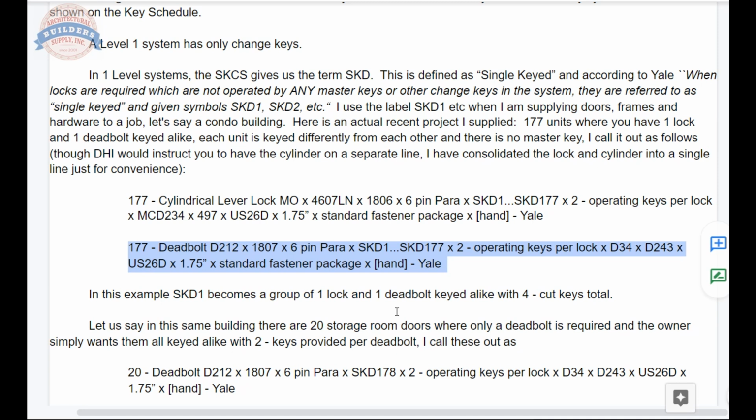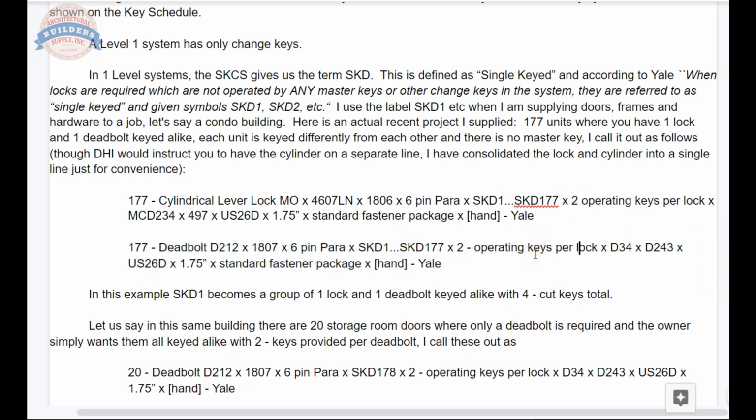So the only way, in my opinion, to interpret those two line items is that I'm going to have a lock and a deadbolt, key to like, with 4 keys total. I'm going to have an SKD1 lock and SKD2 deadbolt. I'm going to have an SKD2 and an SKD2, and I'm calling out 2 operating keys per lock, which really ought to be interpreted only as a total of 4 operating keys per SKD group. And that's ultimately what happened.